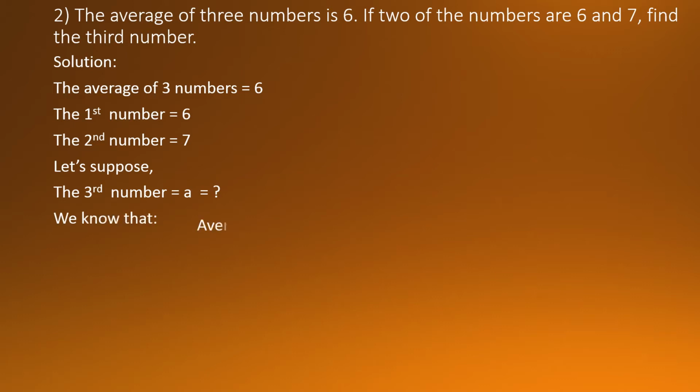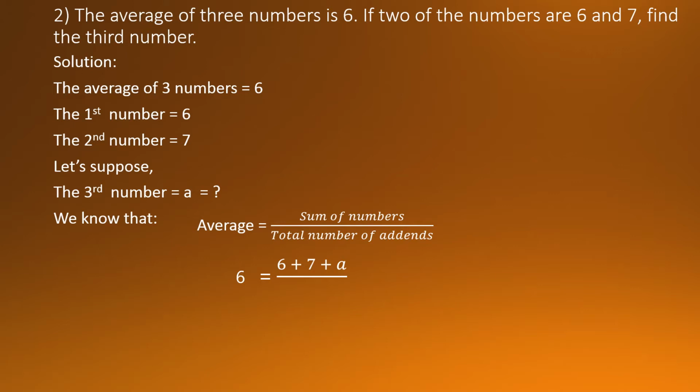We know that average is equal to sum of numbers upon total number of items. Now put the value. Average of three numbers is 6. So write down 6. Then write the sum of numbers, which is 6 plus 7 plus a, which we will find out. And divide by the total number of items, which is 3. Everyone knows cross multiplication. So by cross multiplication, we will write 6 multiplied by 3 is equal to 6 plus 7 plus a. 6 3s are 18.